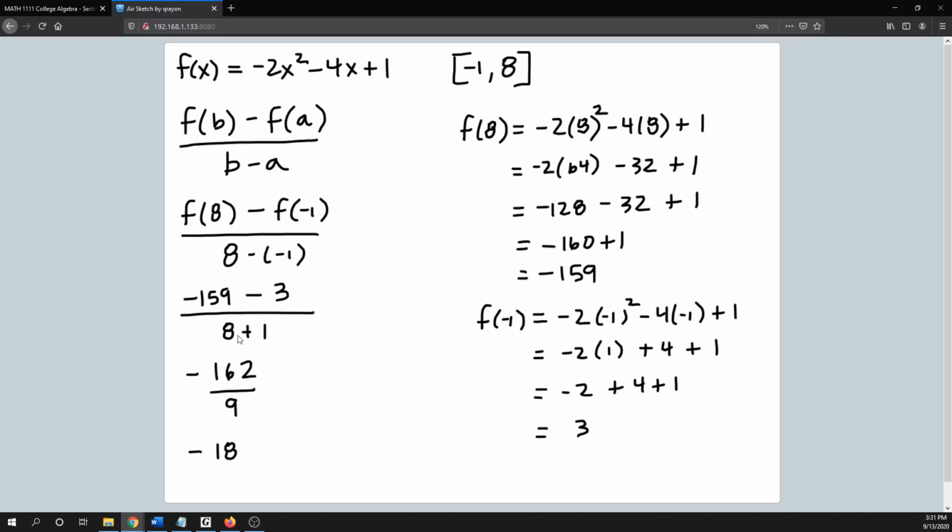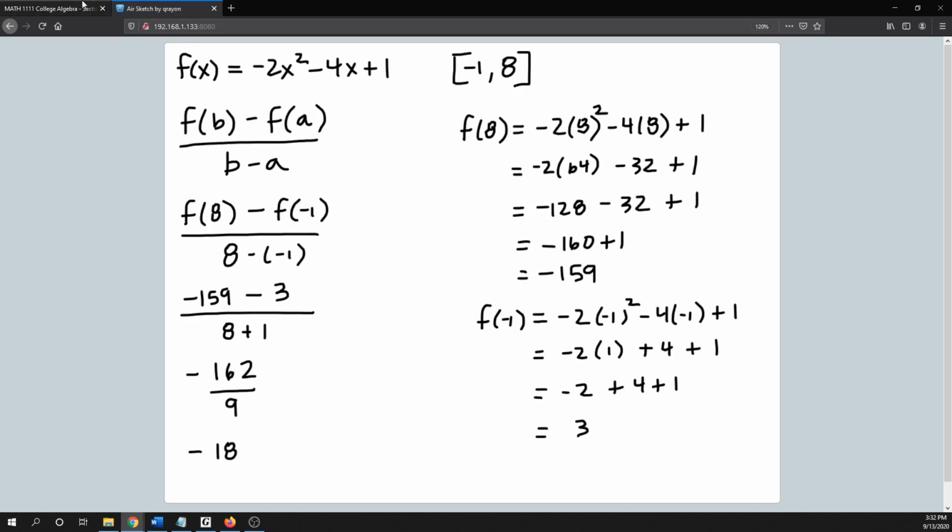So you can see that here, when we did 8 minus a negative 1, we got a 9 on the bottom. That's the distance on the number line from negative 1 to 8, 9 units there. And then these correspond to the points on the graph, the difference in the y coordinates. So from 3 to negative 159 would be negative 162. If you look at these two points on the graph, the distance between their x coordinates would be 9, and the distance between their y coordinates would be negative 162. So the average rate of change is negative 18.